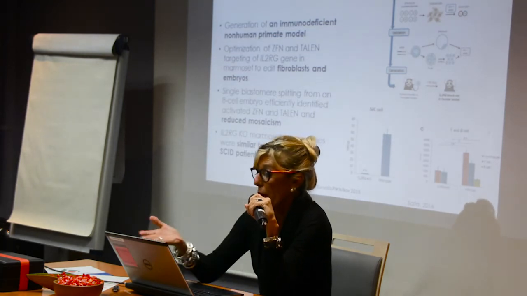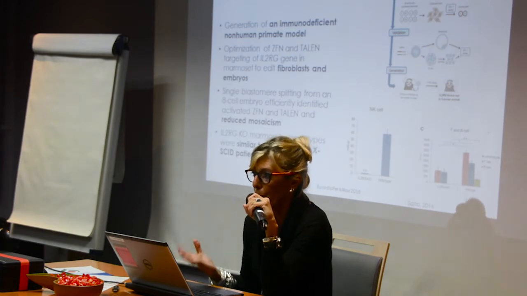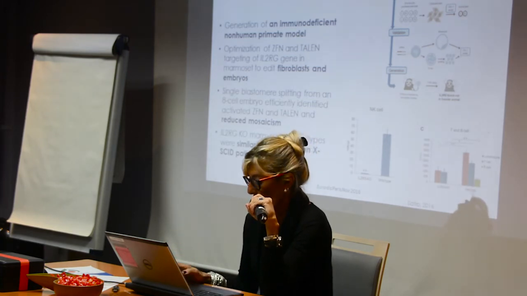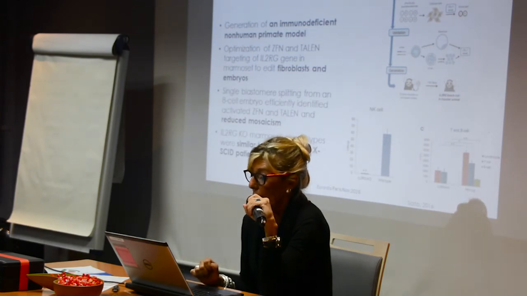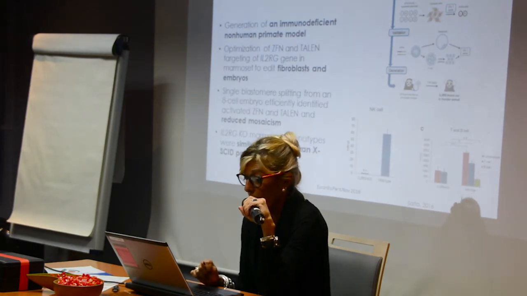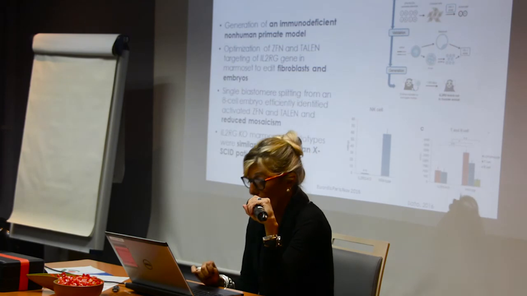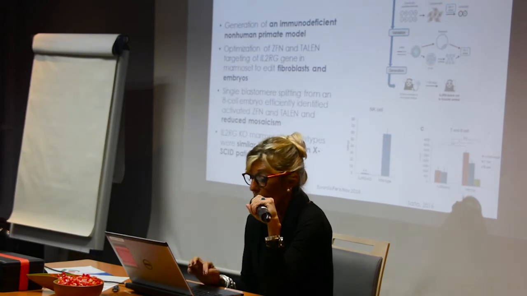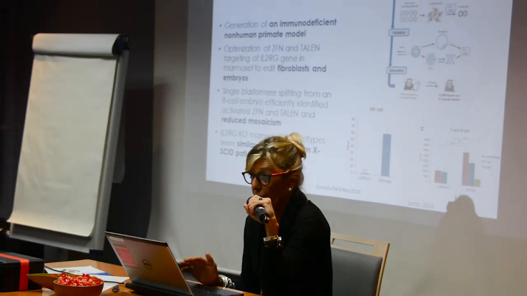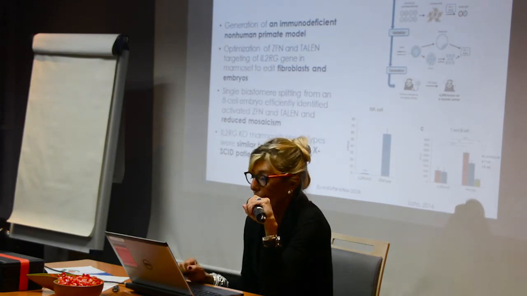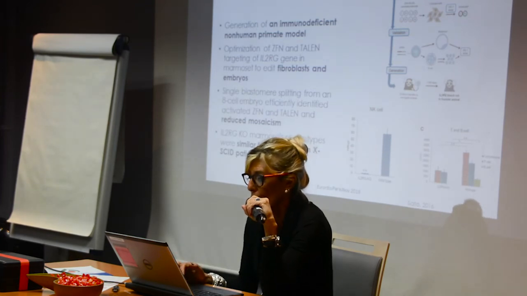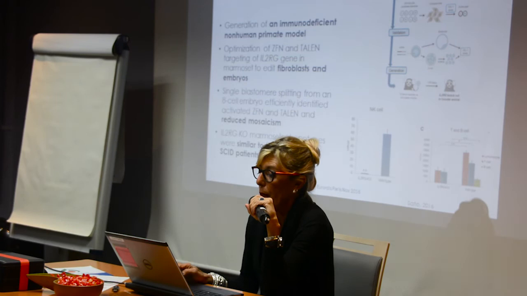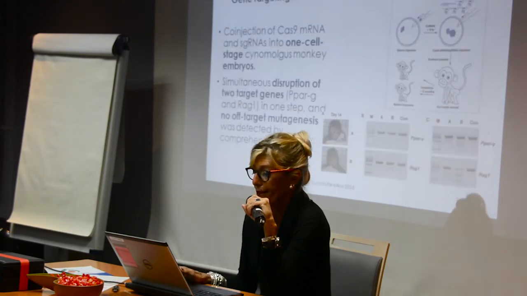Human diseases in animals by using this system, trying to incorporate these mutations into the animal models. And what these authors have proved is that they can generate an immunodeficient non-human primate model by editing fibroblasts and embryos. They have obtained good results with reduced mosaicism, and they show that the marmoset phenotypes were similar to that of human X-SCID patients. So, in fact, they have proved that by using this system, they have a good model for this severe combined immunodeficiency disease.